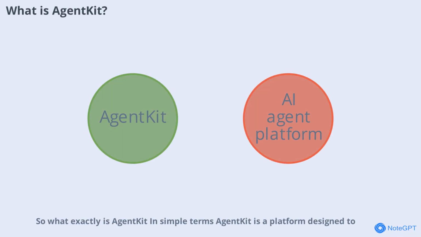What exactly is AgentKit? In simple terms, AgentKit is a platform designed to help both developers and non-developers create, manage, and improve AI agents. Think of it as a supercharged toolkit that lets you build intelligent software capable of thinking and acting on your behalf. Whether you want to automate routine tasks or build complex workflows, AgentKit provides the tools you need to make it happen, all in one place.